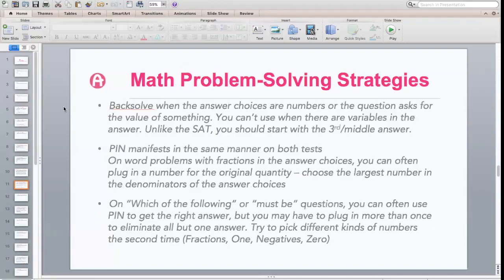The other strategy is PIN, which is basically verbatim in its applications across the tests, particularly with the ACT. On word problems with fractions in the answer choices, you can often plug in a number for the original quantity. So choose the largest number.